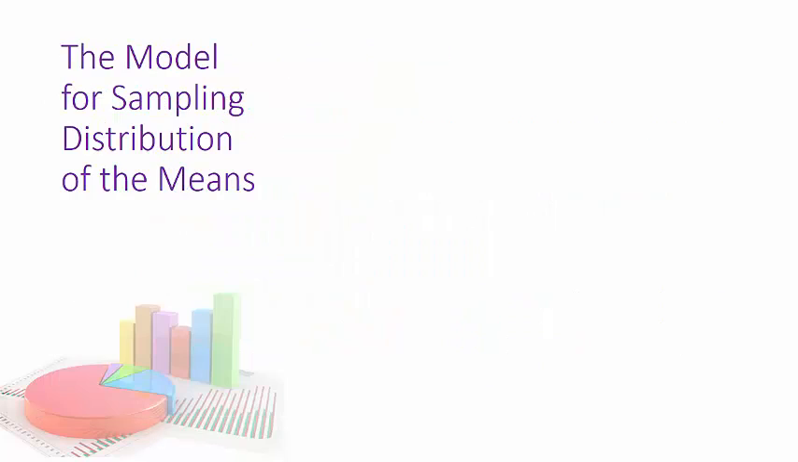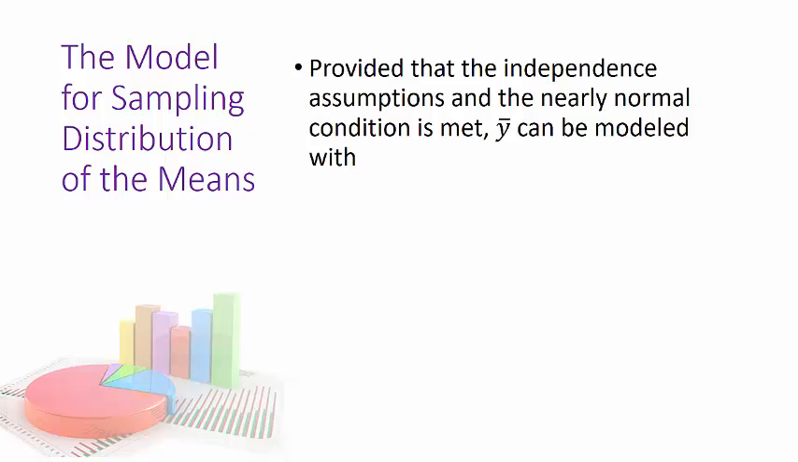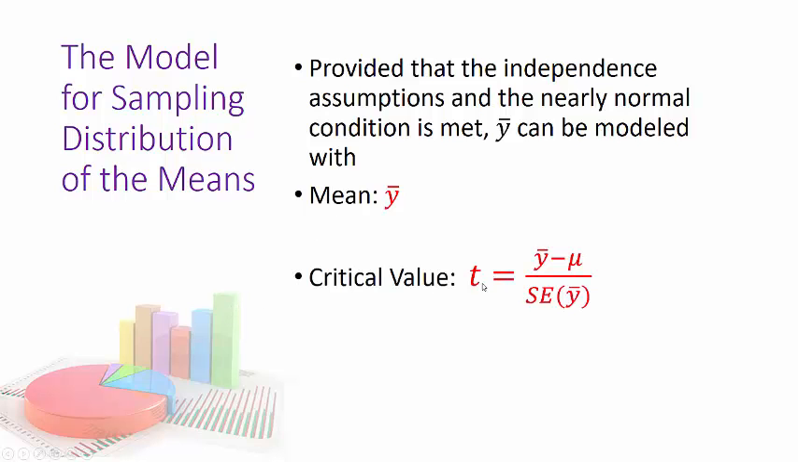So that leads us to our model for our sampling distribution of the mean. So, provided that the independence assumptions and the nearly normal condition are met, we can model our sample with the same mean, and our critical value, which is a t-value, is going to be the sample mean minus whatever we use, right? And your standard error for y hat. And remember, we calculate our standard error by dividing our sample statistic by the square root of n.